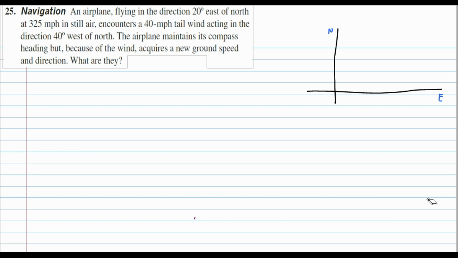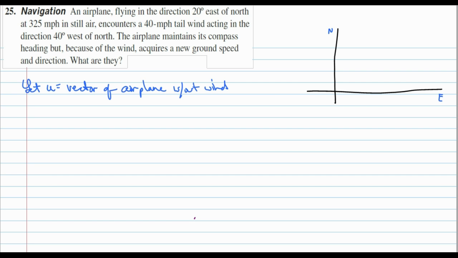Now try problem number 25, which also deals with navigation of an airplane. An airplane flying in the direction 20 degrees east of north at 325 miles an hour in still air encounters a 40 mile an hour tailwind acting in the direction 40 degrees west of north. Be careful, those are two different descriptions of where the degrees are based off of. The airplane maintains its compass heading, but because of the wind acquires a new ground speed and direction. What are they?